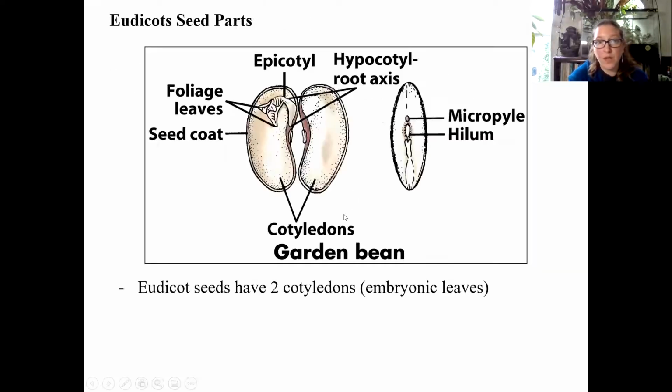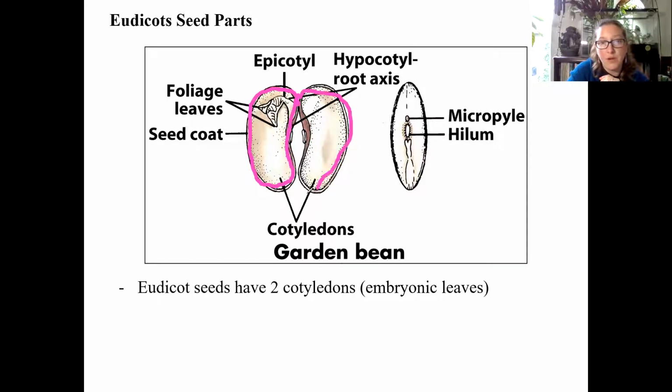Let's go here. Here is a cross section through a eudicot seed. It's kind of hard to see here. Actually, it's not. Never mind. It's not hard to see. This seed has 2 cotyledons. I will show you where they are. Here is one.